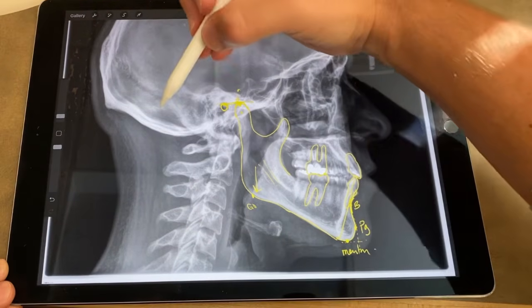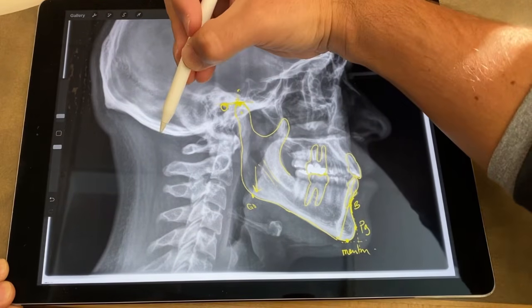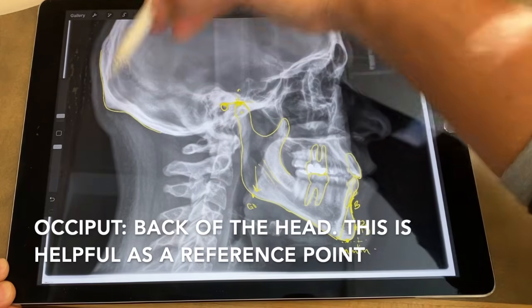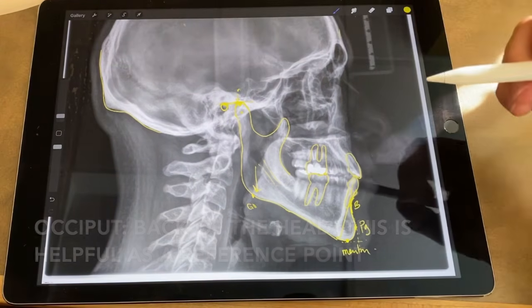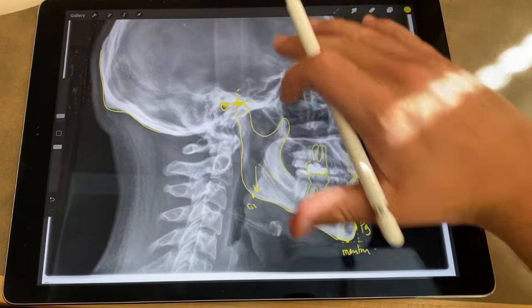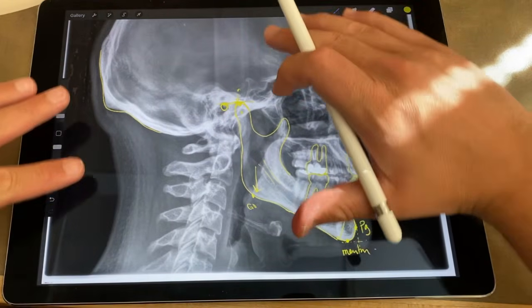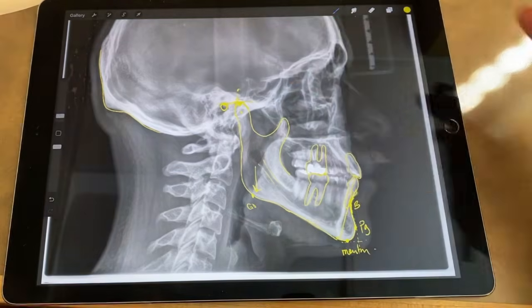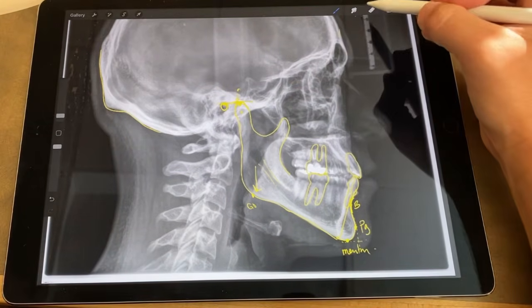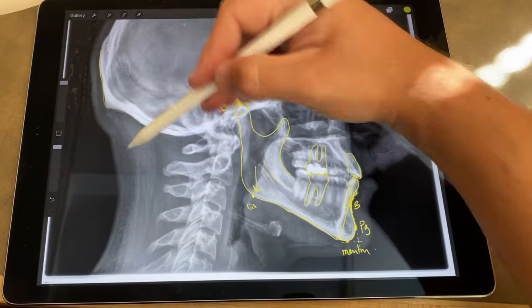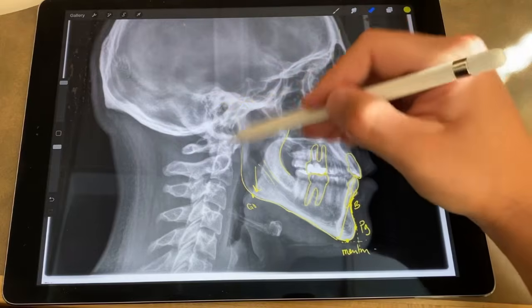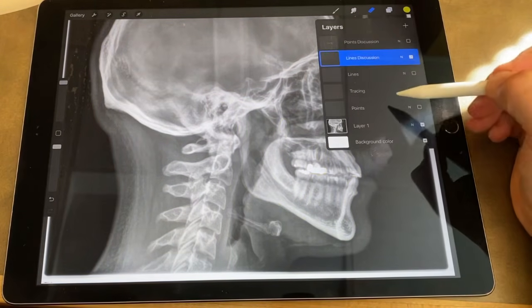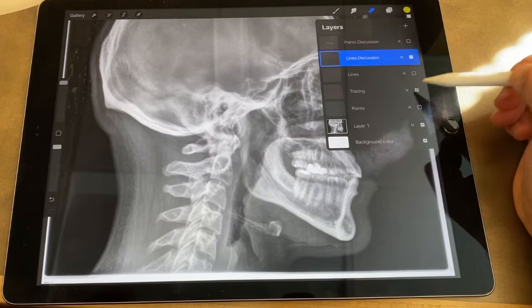Also, I like to draw the back of the head right through here. This area is not stable, you can't superimpose on it, but when you are lining things up, it's good to have that as a reference point. It just kind of helps you get the right inclination when you're lining everything up. So let's go ahead and erase all of this, just like so.